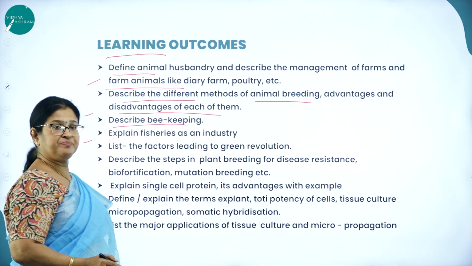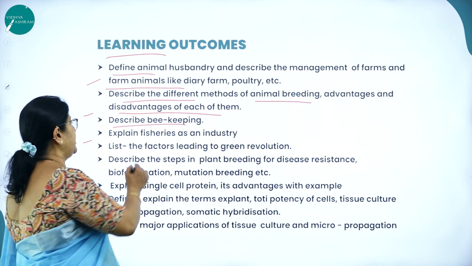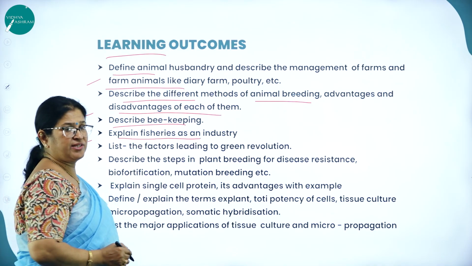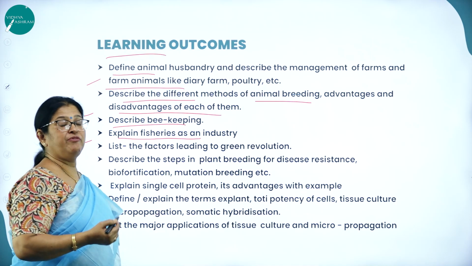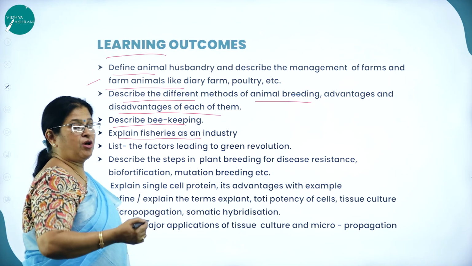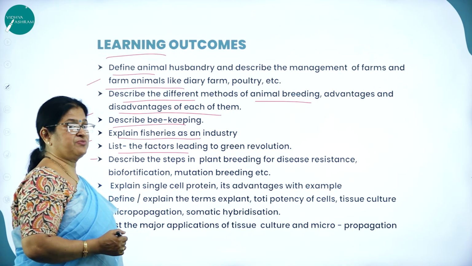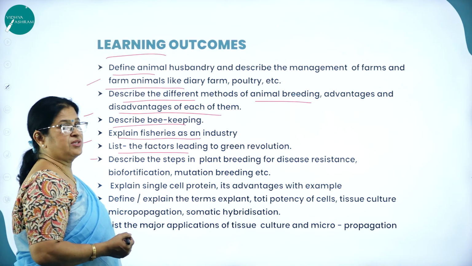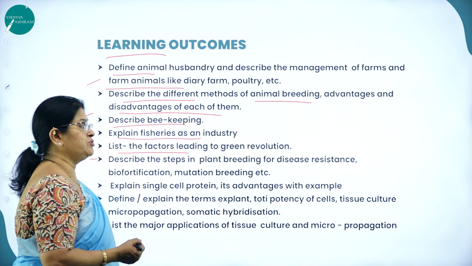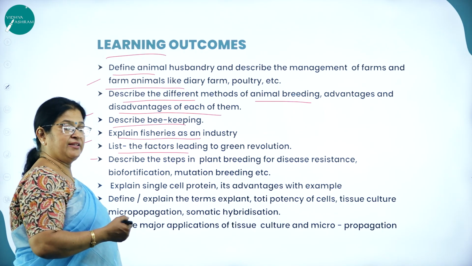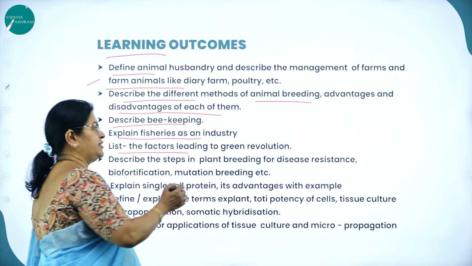Describe beekeeping, that is honey beekeeping. Then explain fisheries as an industry. As we know, the blue revolution that has been done, enormous production of fishes. Then list the factors leading to the green revolution. As we know, Professor M.S. Swaminathan is called the father of the green revolution, who developed the wheat and the rice through various techniques.